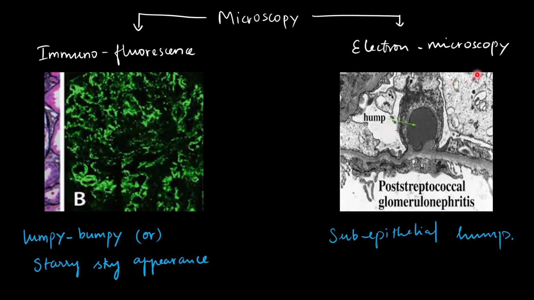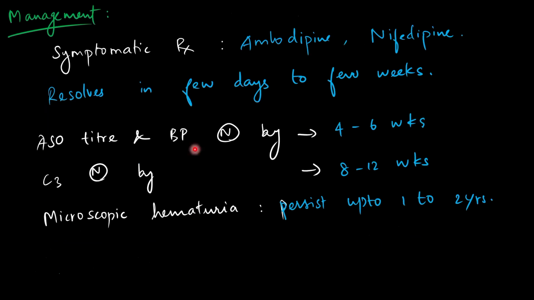And in electron microscopy, we can see the subepithelial hump. So in this area, you can see the subepithelial hump due to immune complex deposition. These are the microscopic findings: lumpy, bumpy appearance and subepithelial hump. And then coming to the management, there is no specific treatment for this condition because it will resolve by itself. So we should treat symptomatically.